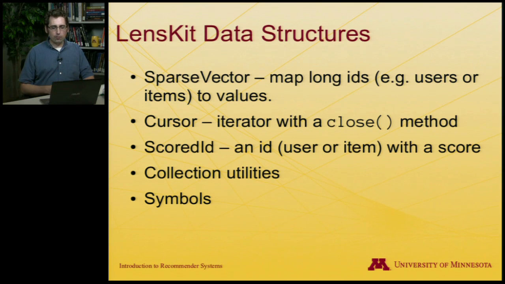A cursor is basically an iterator with a close method, and this is used to encapsulate access to files, database connections, and other data sources where you need to be able to close the underlying resource. It also provides scored ID, which associates a long ID, such as a user or an item ID, with a score. It provides some additional collection utilities as well as symbols, which, if you've used a language like Lisp or Ruby, you've seen symbols, which are interned strings that allow very fast comparisons. We use these in a few places in LensKit.